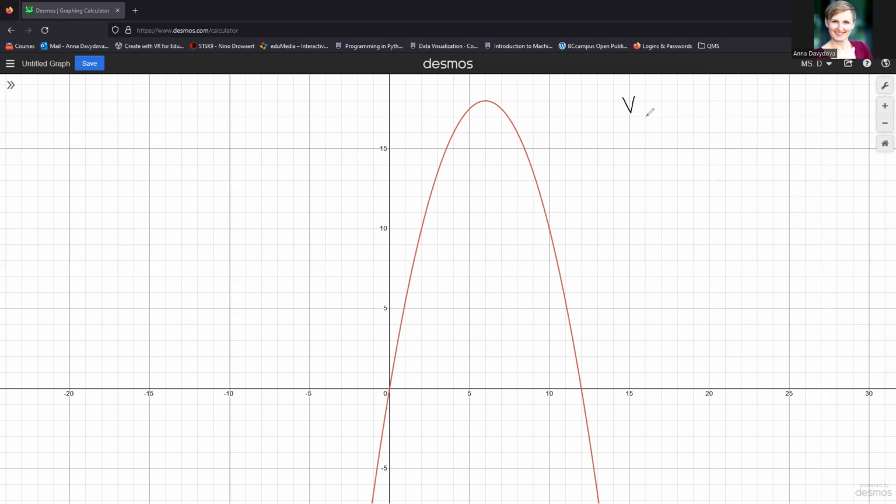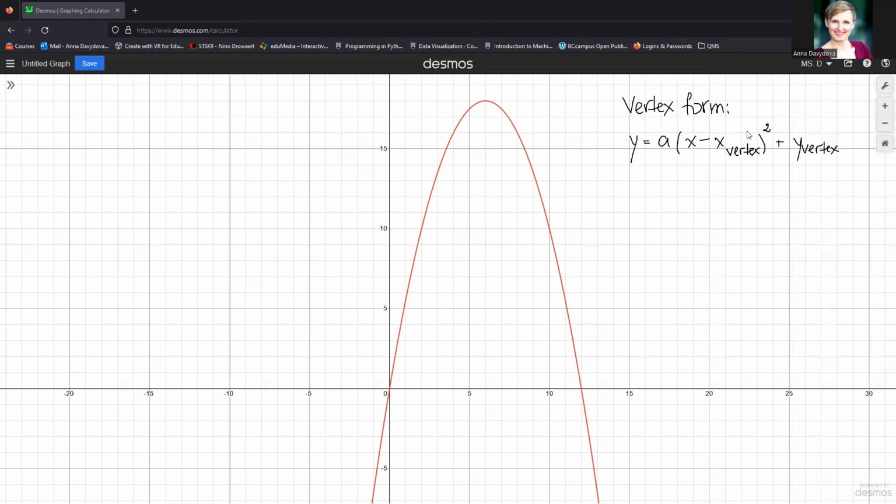First of all, what is the vertex form? Vertex form looks like this: y equals a(x minus x vertex), close parenthesis, squared, plus y vertex.